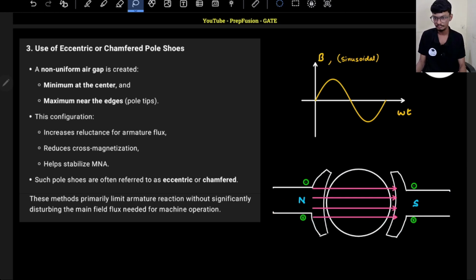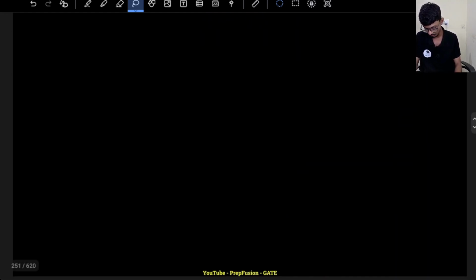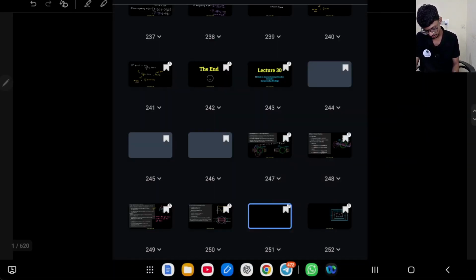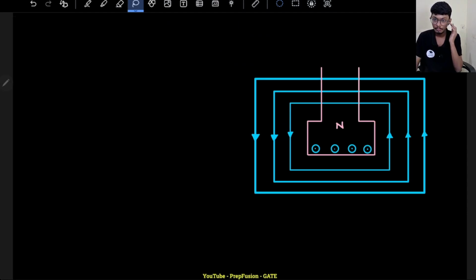Okay, I hope you have got this point. So these are the few things that we must understand. Now let us discuss compensating winding. What is compensating winding, right? Compensating winding is the same thing only, but now in the main pole.